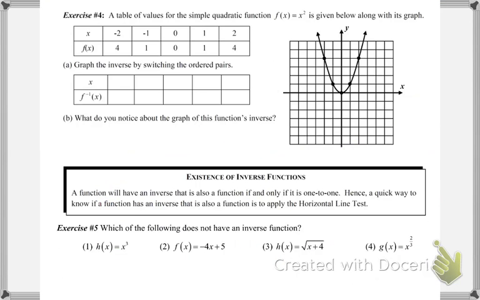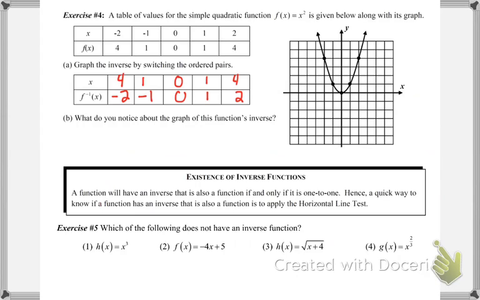Okay, there's a table of values for our original function. So in the inverse, we interchange our x and y, so we just switch the ordered pairs. So it's 4, -2, it's 1, -1, it's 0, 0, 1, 1, and 4, 2. So let's graph and plot these points.